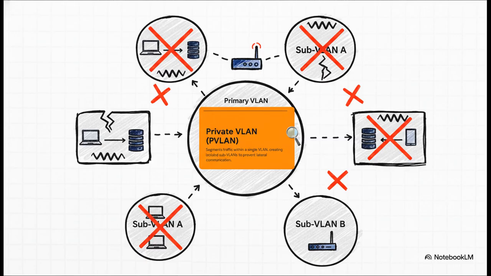The classic example is a hotel. Every guest in every room needs to get to the internet through the hotel's main router. But you sure as heck don't want the guest in room 101 to be able to scan the laptop of the guest in room 102. That is a perfect job for a PVLAN.